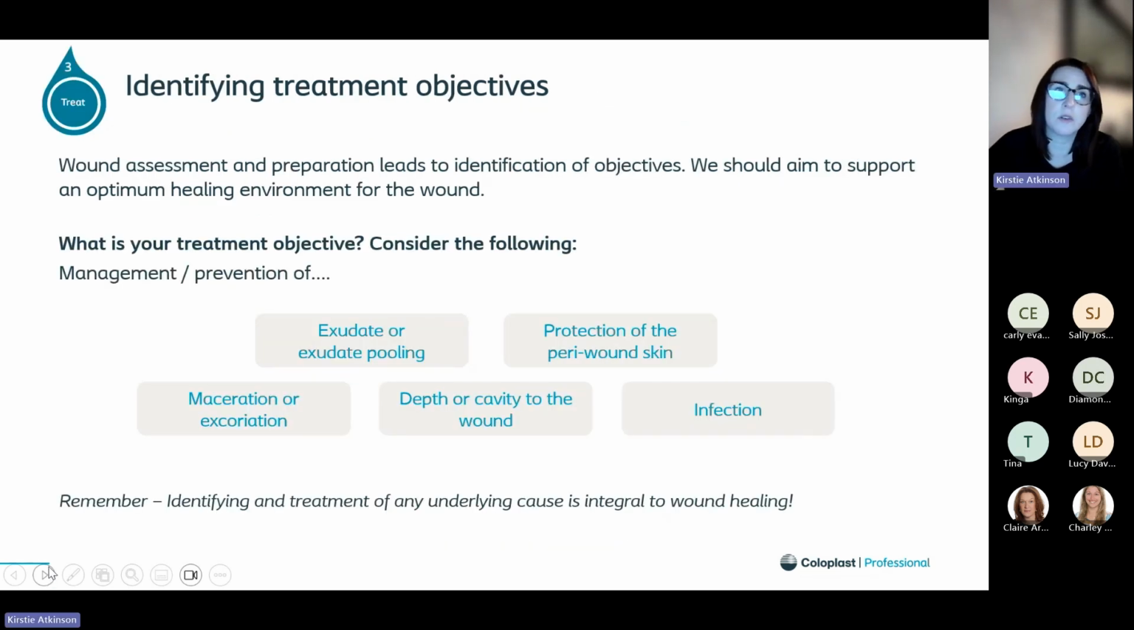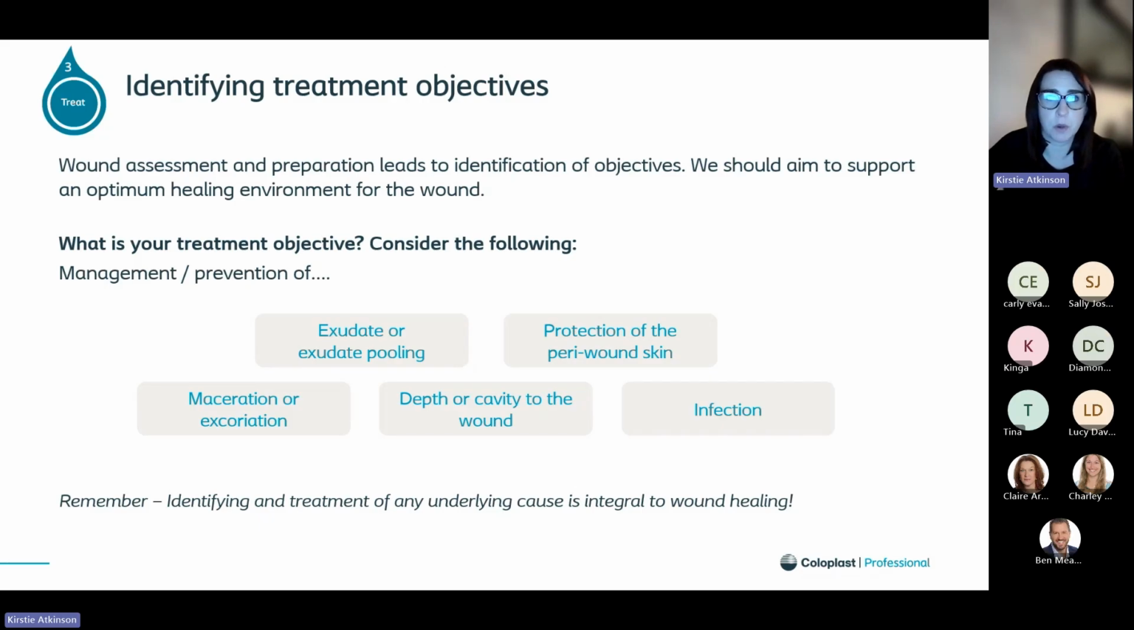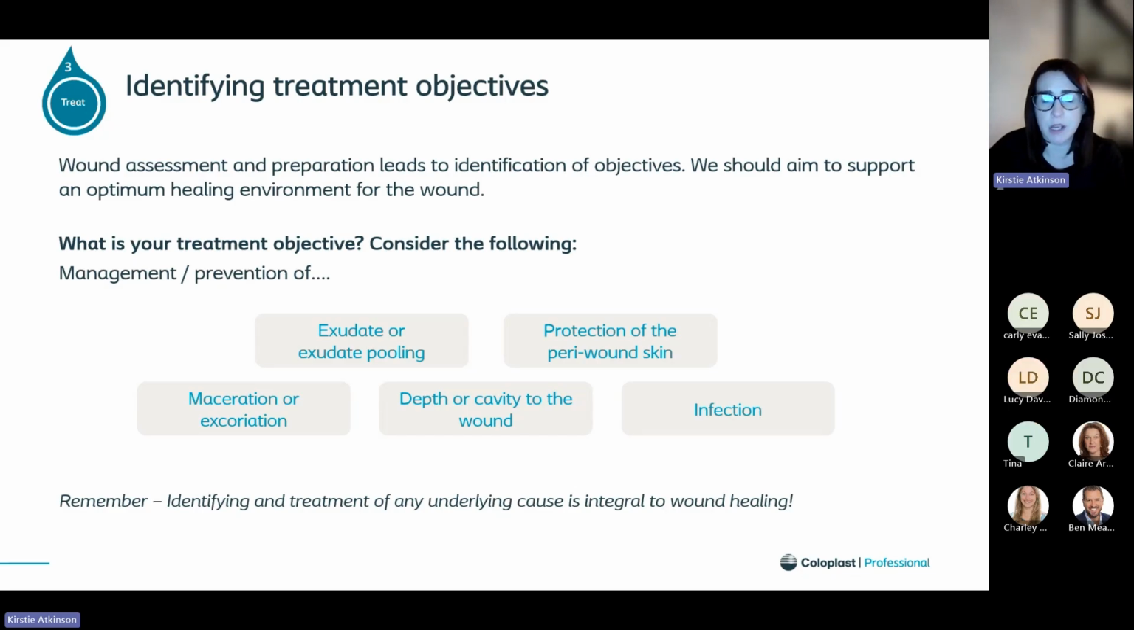Then step 3 is treat. So you want to be identifying the treatment objectives that you found in your wound assessment and following your wound preparation. And you want to be aiming to support an optimal healing environment for the wound. The treatment objective will be different for every patient. It may be different every time you assess that patient with the wound.